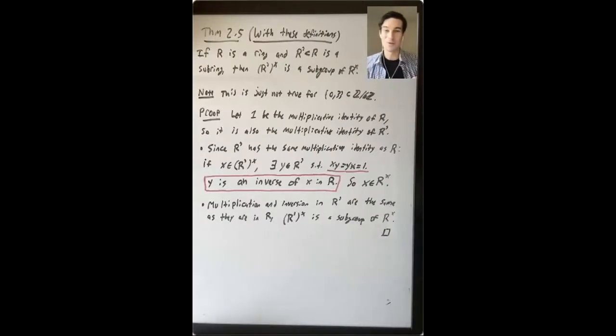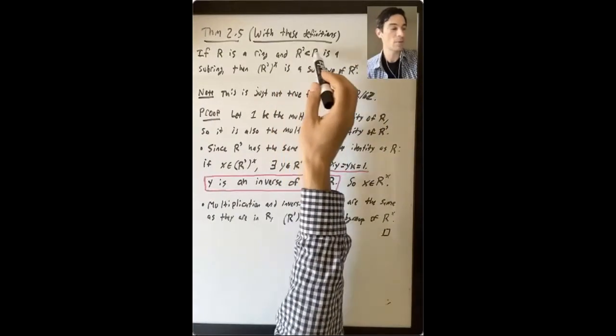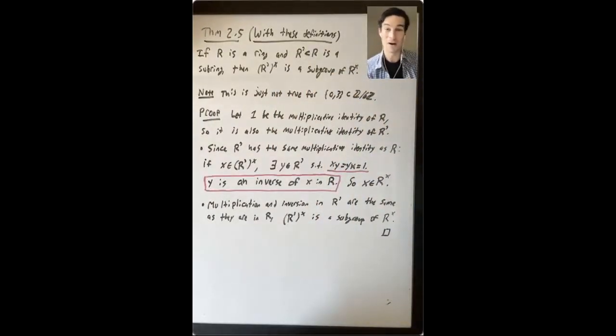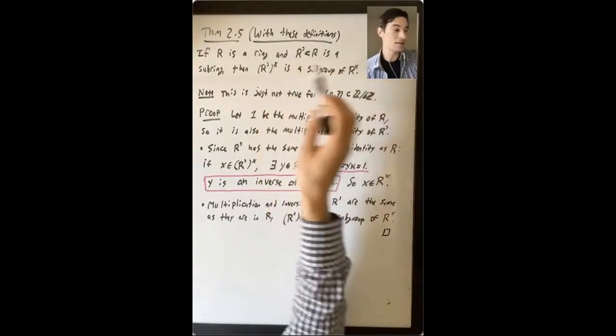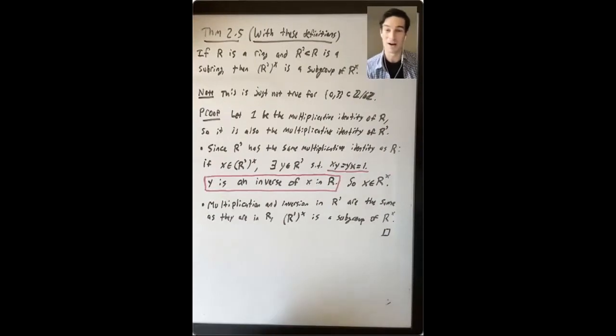Let's state and prove a fact about units in subrings. This is theorem 2.5 in Conrad's notes, and it's really important now that we use Conrad's definition of subring, where rings have a 1. Subrings not only also have to have a multiplicative identity, but it has to be the same multiplicative identity. Okay, so if R is a ring and R prime is a subset of R that is a subring, then the group of units in R prime is a subgroup of the group of units in R.